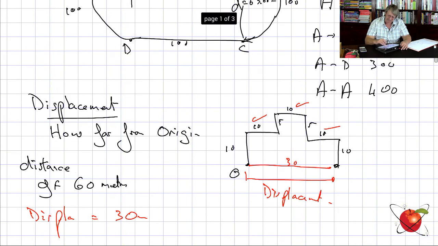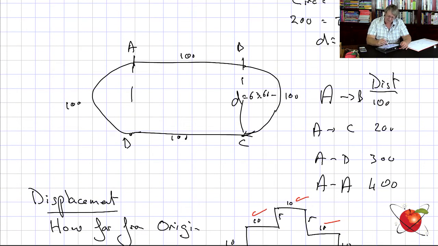Let's go back to our athletics track. Now we've got distance. Let's in red put displacement, shall we? Displacement.